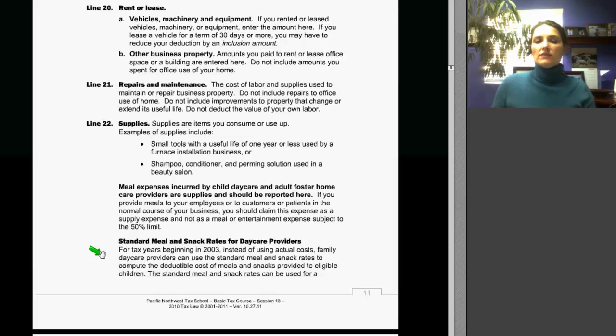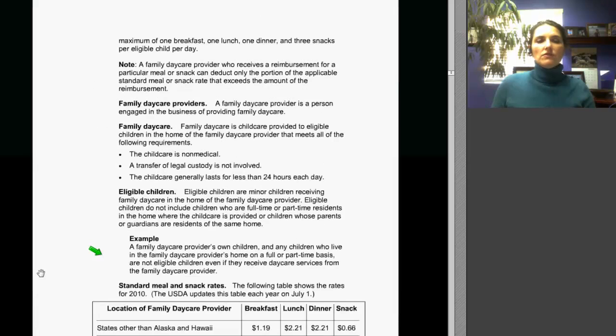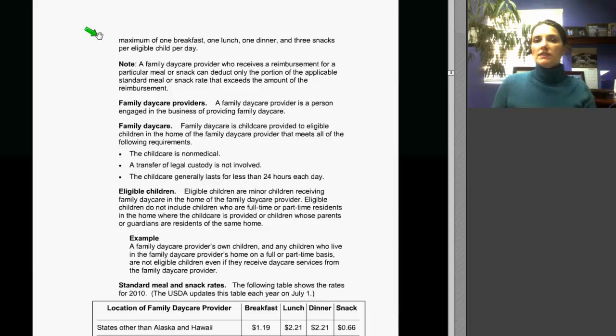For tax years beginning in 2003, instead of using actual costs, family daycare providers can use the standard meal and snack rates to compute the deductible cost of meals and snacks provided to eligible children. The standard meal and snack rates can be used for a maximum of 1 breakfast, 1 lunch, 1 dinner, and 3 snacks per eligible child per day.